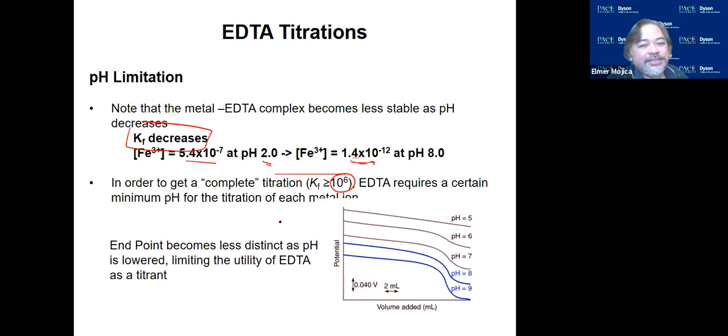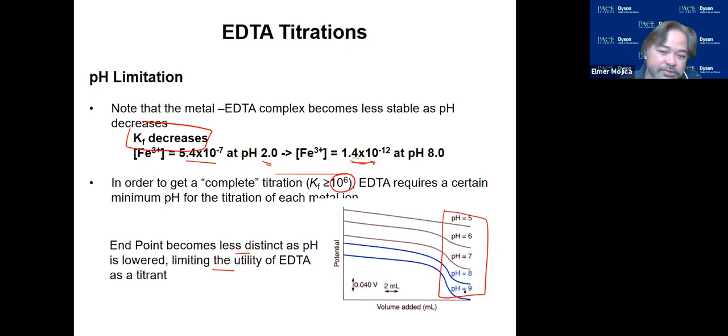And just like in the precipitation titration, the endpoint becomes less distinct or less sharp as pH is lowered, limiting the utility of the EDTA. So look at here. With the information that you have here, the best pH to have this titration would be this one, because you see here the difference when they reach the endpoint. At lower pH, you don't see that.